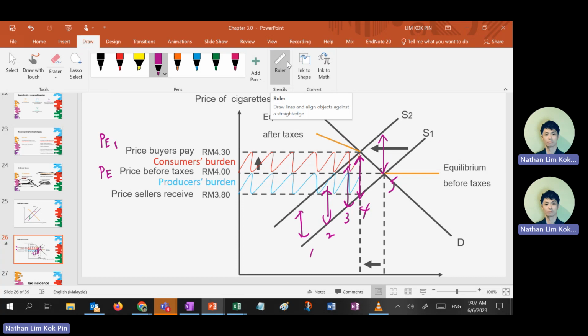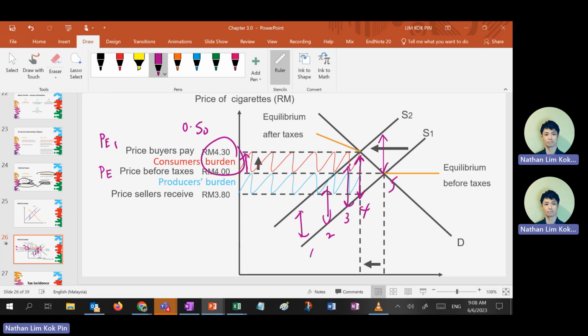Why? Because the producer needs to earn profit. Producer needs to earn profit, so the producer pays more tax, more profit? Almost there but not correct. Why? Can you see? This is 50 cents, right? The tax is 50 cents, right? But this price increase, right? Only increased by 30 cents. Why?